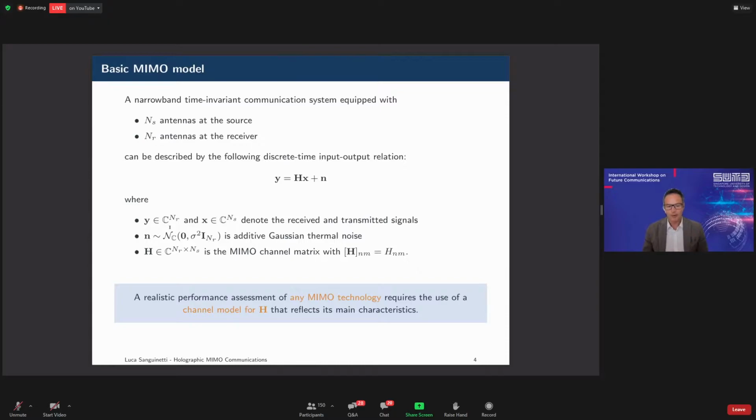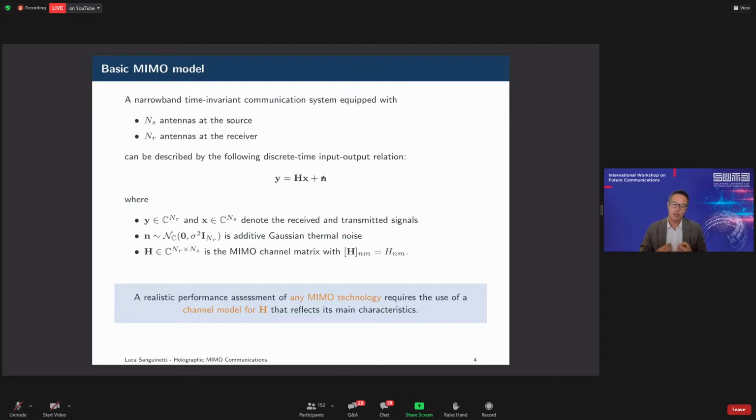Now, to get even more familiar with the MIMO model, no matter what you have in between the transmit antennas and the multiple receive antennas, you can come up with a very simple discrete representation of a MIMO communication system, which is this one basically, where y is the receive vector, H is the channel matrix collecting all the channel gains, x is the transmitted symbol, and then you have the thermal noise.